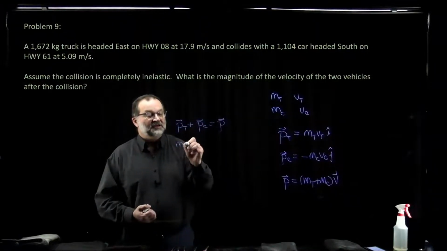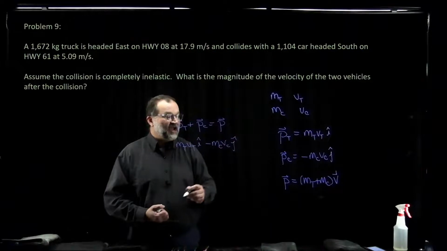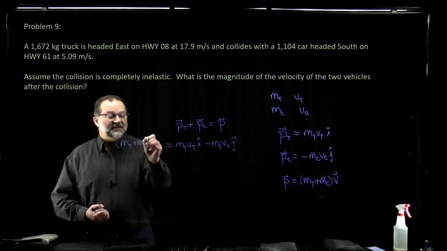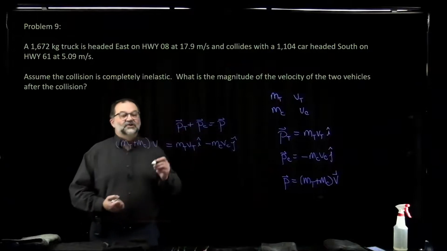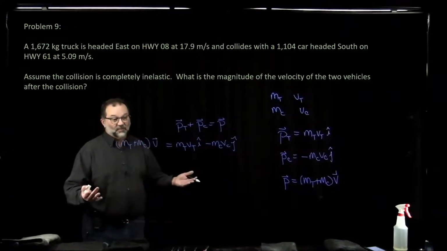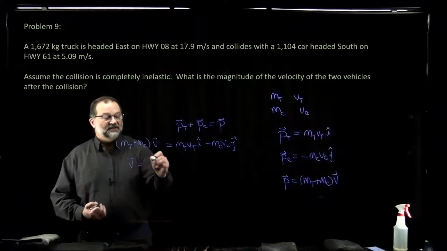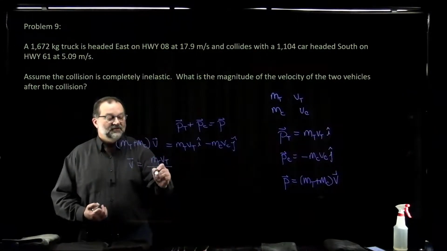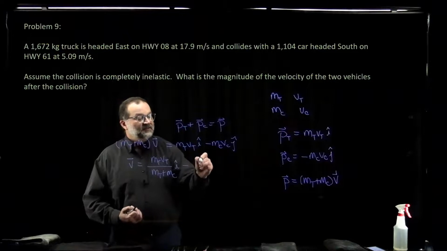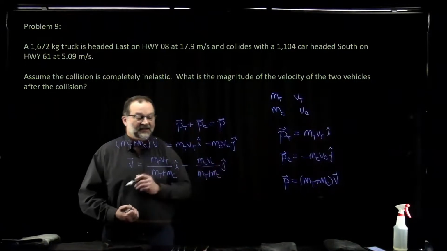M_T V_T i hat minus M_C V_C j hat, all of that has to be equal to M_T plus M_C times our final velocity, and we don't know what direction that is in. Well, we have everything we need. I'm just going to divide through by the total mass. Velocity is M_T V_T over M_T plus M_C, and that's our i hat component, minus M_C V_C over M_T plus M_C, and that's our j hat component.